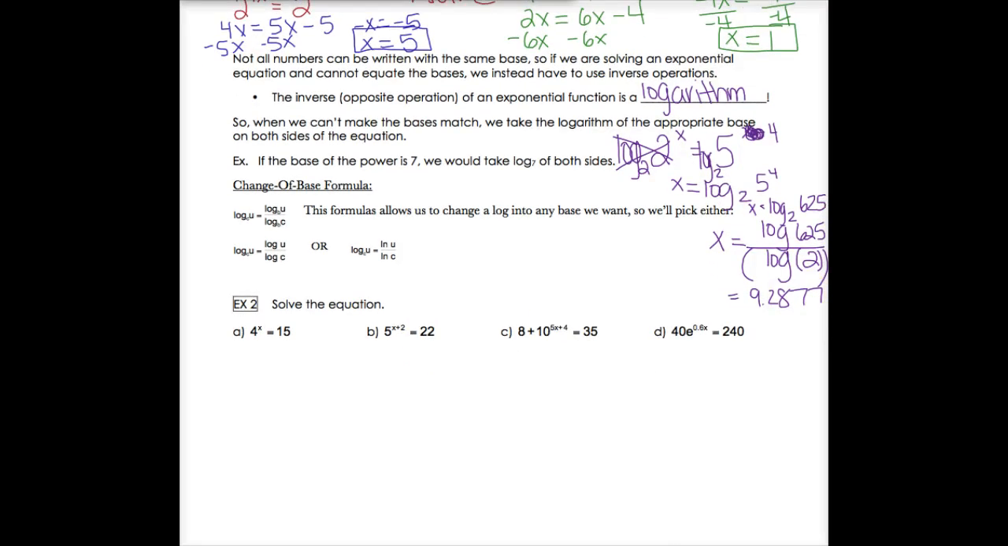All right, so let's try a couple of these where we need to take the log on both sides. So all of these are exponential equations. Key on these is to get the power alone first. So on A, the power is already alone. So the key is we need to take the log of both sides because I cannot write 15 in base 4. So whatever the base of the exponential is, that's the log that I need to take.